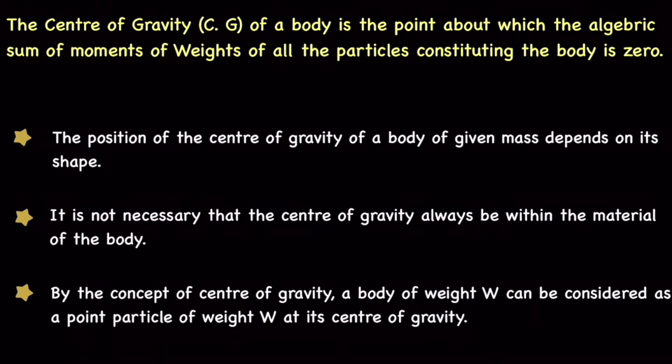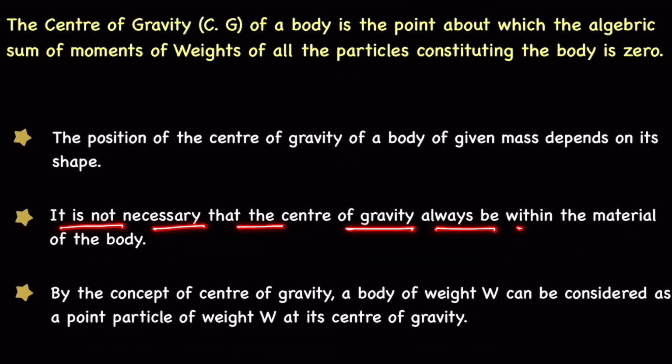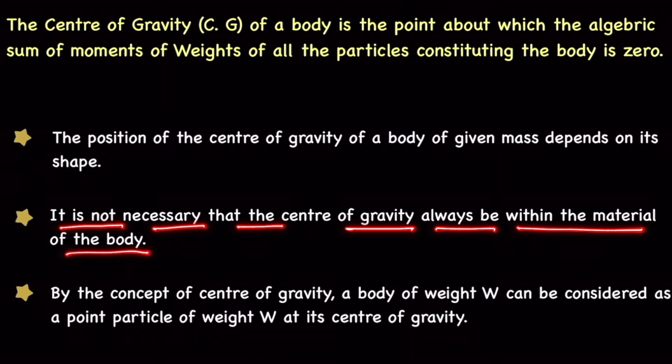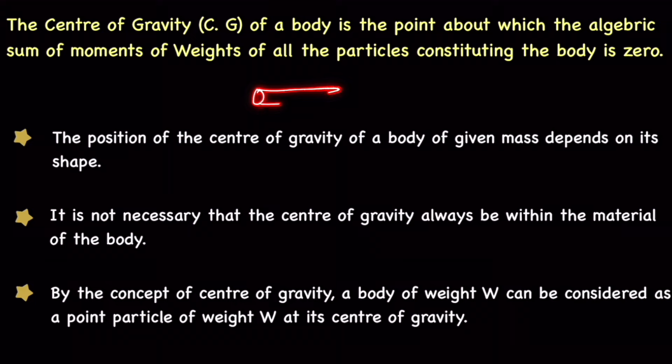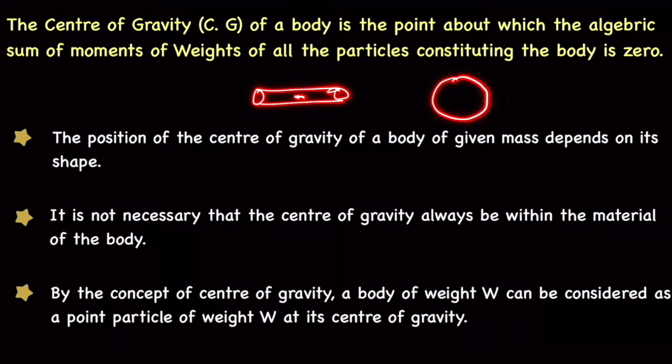Second point, it is not necessary that the center of gravity is always within the material of a body. Like the previous example where we took a rod, the center of gravity is inside the material. But if you take a ring, the center of gravity is not present inside the ring. It is outside the ring. So it means that at this point, the total moment of force is zero.